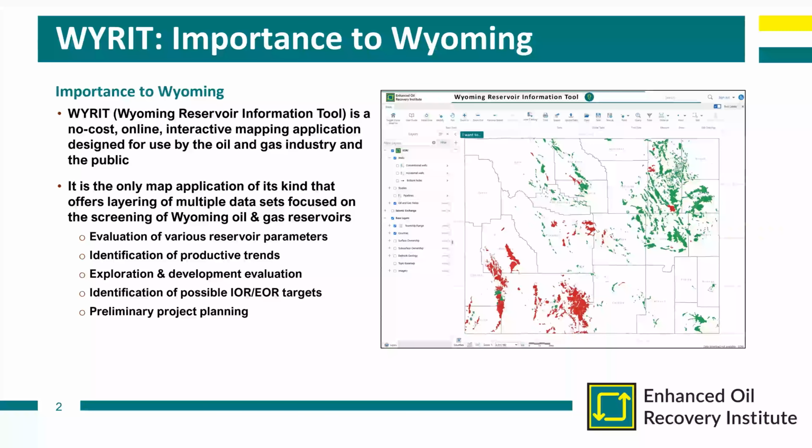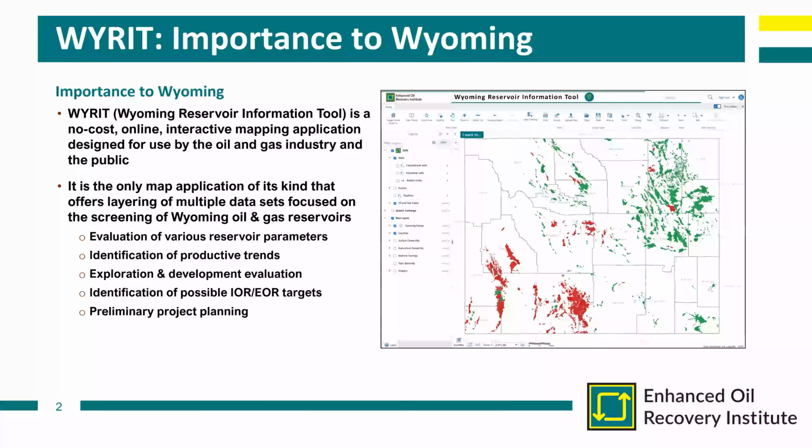Brief history. The Wyoming Reservoir Information Tool, WYRIT for short, is a public-facing interactive mapping application, free to use and accessible from our website. And what you see in this picture are the oil and gas fields with the counties behind them. This is the initial view you'll see when the app loads.